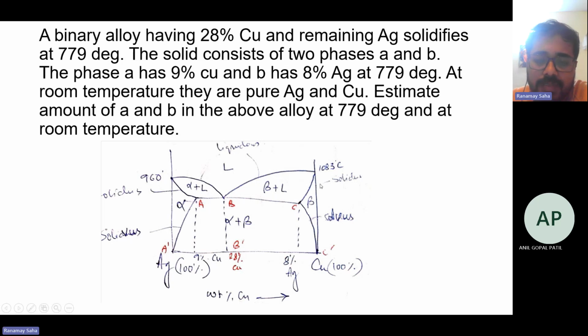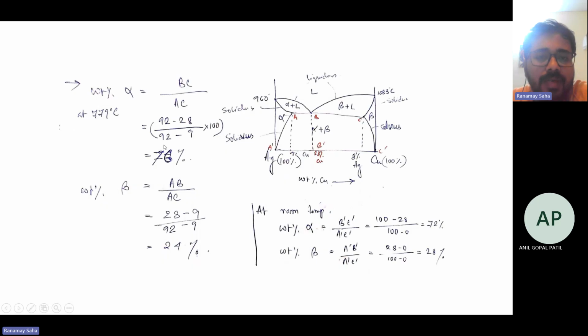Okay, so if this diagram is clear, you can simply solve it using the lever rule. So the fraction of alpha, or A in this case, is given by BC. BC is nothing but the composition of copper at point C minus the composition of copper at point B.